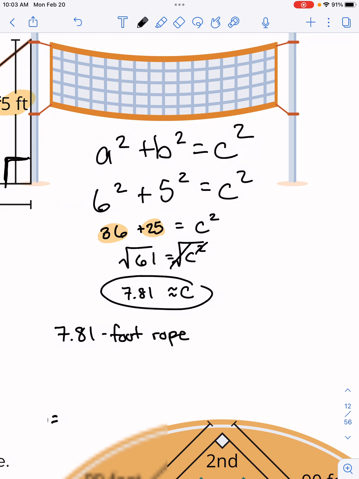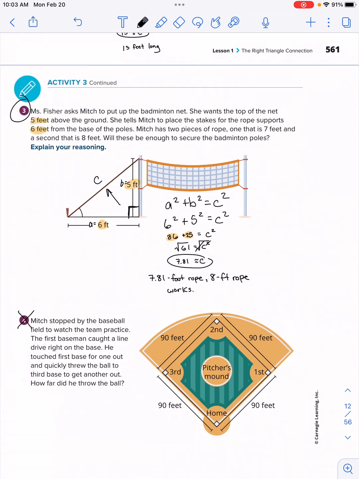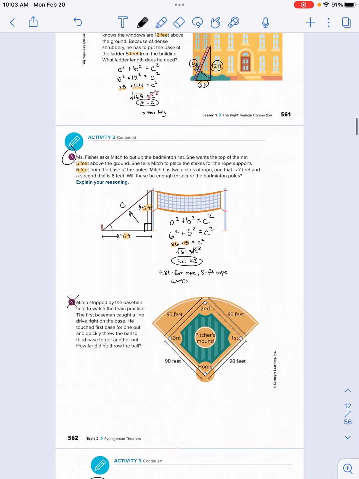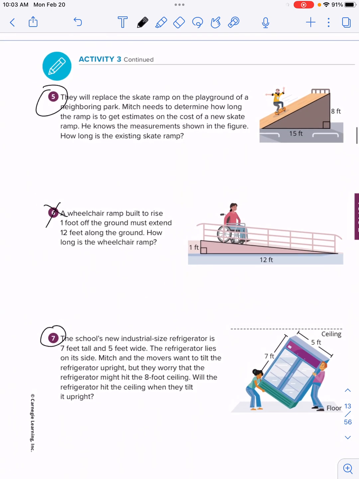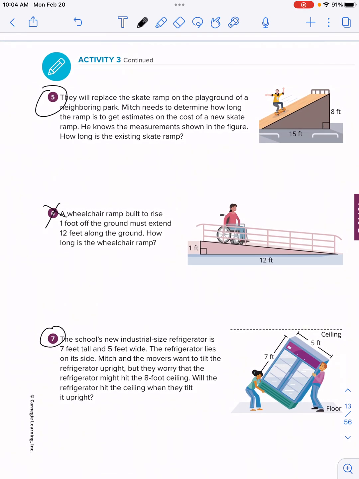So going back to the question, will this be enough to secure the badminton poles? The 7-foot rope will be too short, but we'll say that the 8-foot rope works for this. Okay. So there, not enough just to calculate it, but also answer the question. We're going to skip number 4 and go to the next page. We're going to go through 2 more examples here, 5 and 7. So let's go through 5.